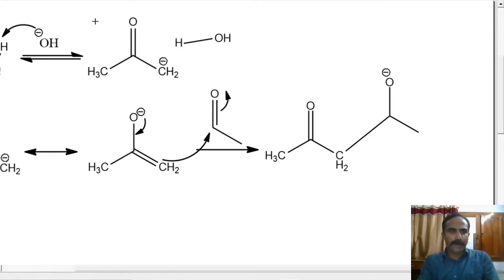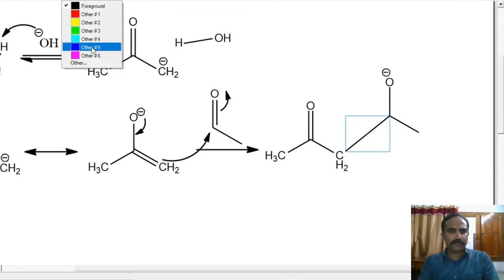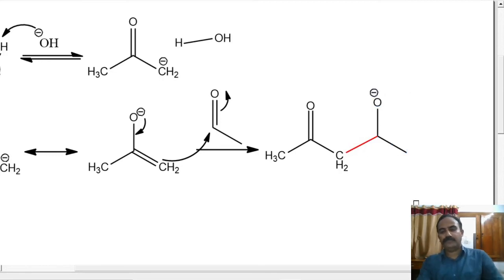This is the new bond. Let's make it in a red color. Let us make it a little more beautiful. Okay, so we have a new bond, a new carbon-carbon bond. Now we could go with protonation. A water molecule will provide the proton, so protonation will lead to our product.